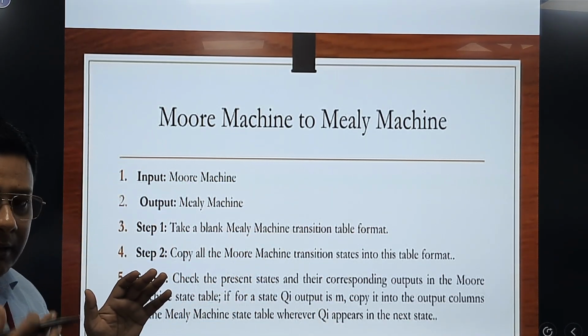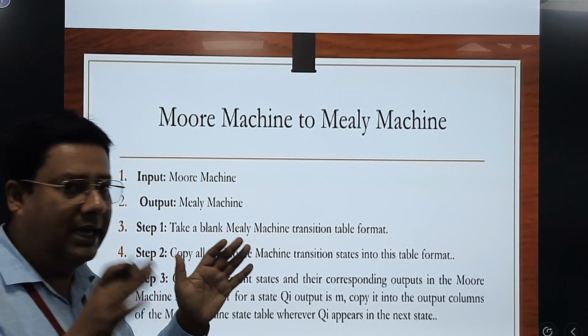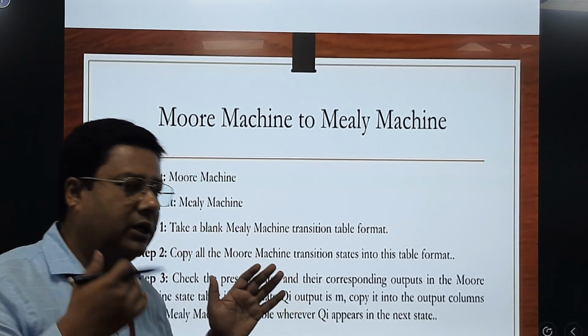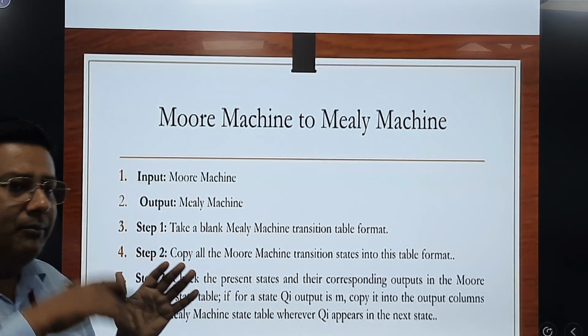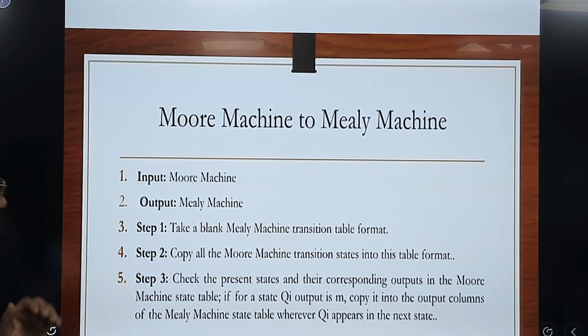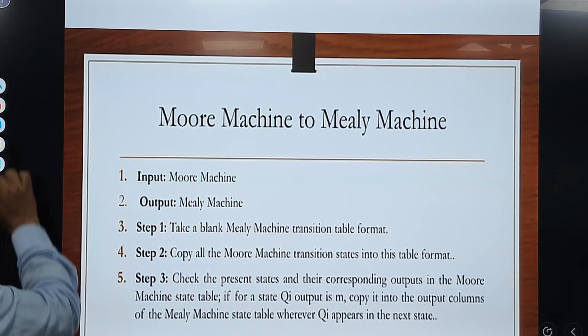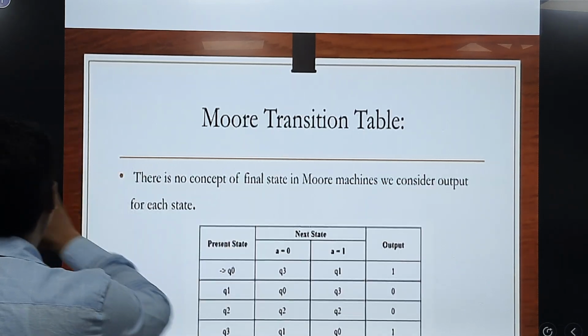We have the Moore machine, which has one output, and we are going to convert it into the Mealy machine, and that Mealy machine has two outputs. So these are the steps required. Input is the Moore machine.